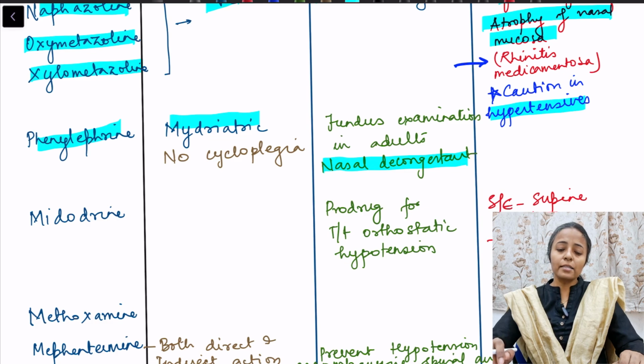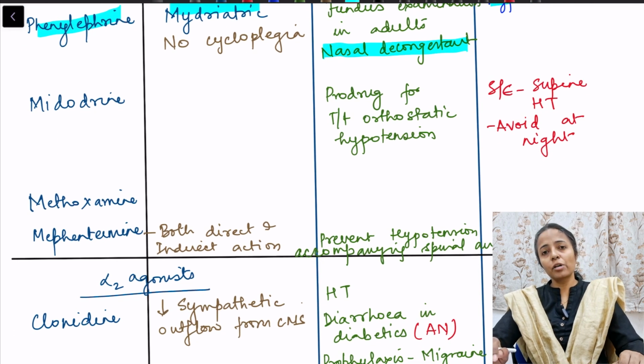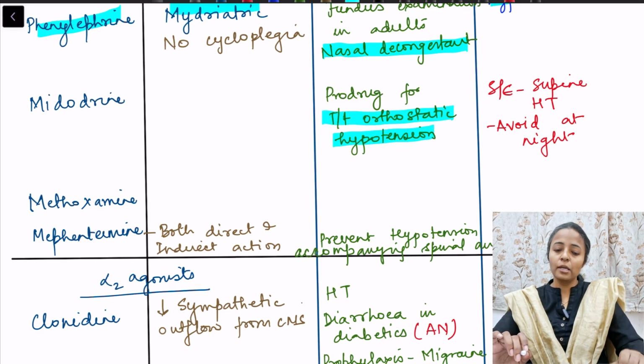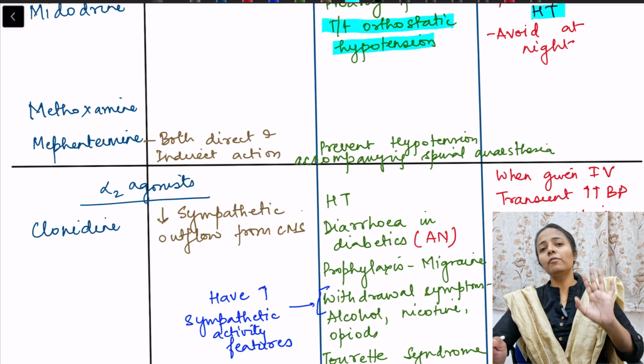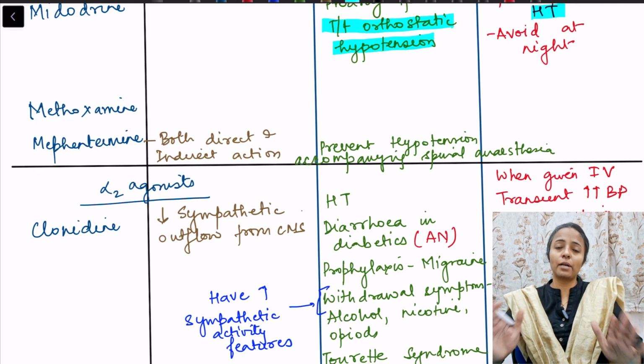Okay. Next is midodrine. Midodrine is the drug which is used for treatment of orthostatic hypotension. It's a prodrug in the body, converted into its active form. It is used for the treatment of orthostatic hypotension and the side effect is supine hypertension, so it should be avoided at night. Then other drugs we have are methoxamine and mephentermine used for hypotension. Actually, for the hypotension which is caused due to decrease in blood volume, preferably we don't give alpha agonists because it is better to use volume expanders. We need to increase the blood volume, right?